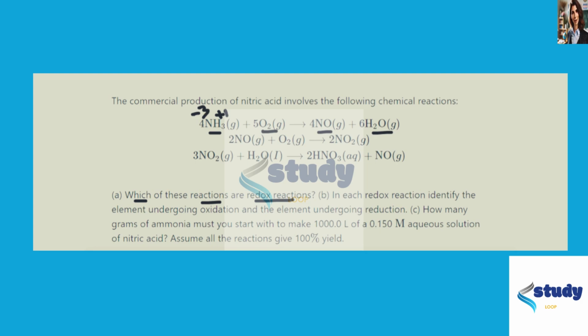Now, the oxidation number of oxygen in the oxygen molecule will obviously be 0, since it's a neutral molecular state. And then in nitrogen monoxide, oxygen will have an oxidation number of -2, which is its usual oxidation state. And that means the oxidation number of nitrogen here will be +2. And also in the water, the oxidation number of hydrogen is still +1, and the oxidation number of oxygen is -2. So from here we can see that the oxidation number of nitrogen has changed from -3 to +2.